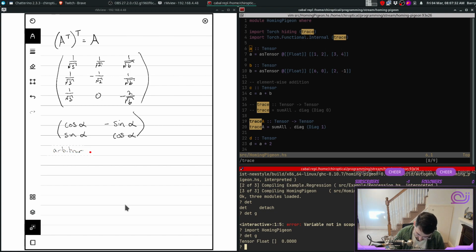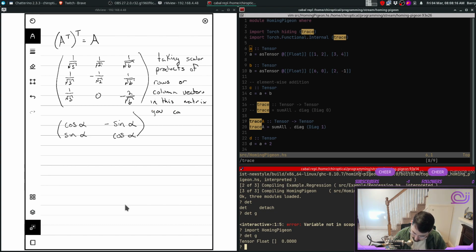Sorry, let me write a little bit more here because I think that maybe this is confusing. Taking scalar products of rows or columns vectors in this matrix, you can see they are orthonormal. I don't know, maybe we should just do that.